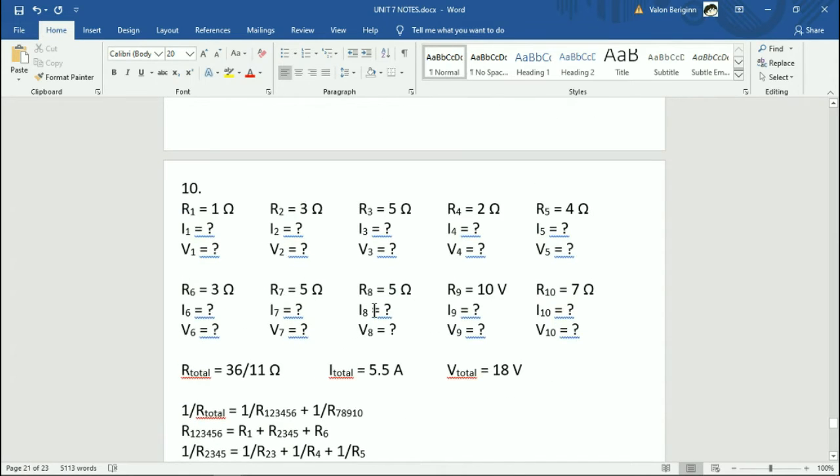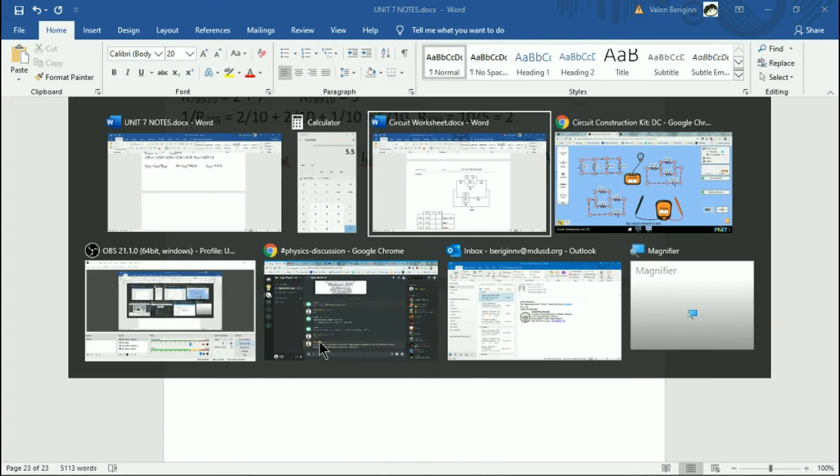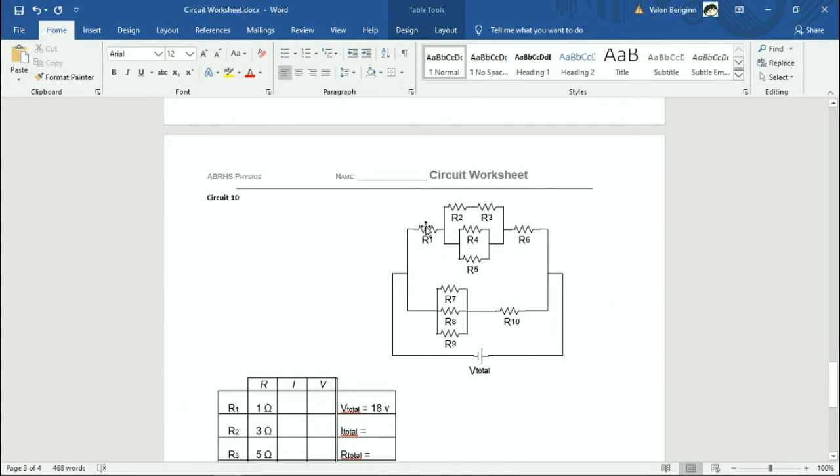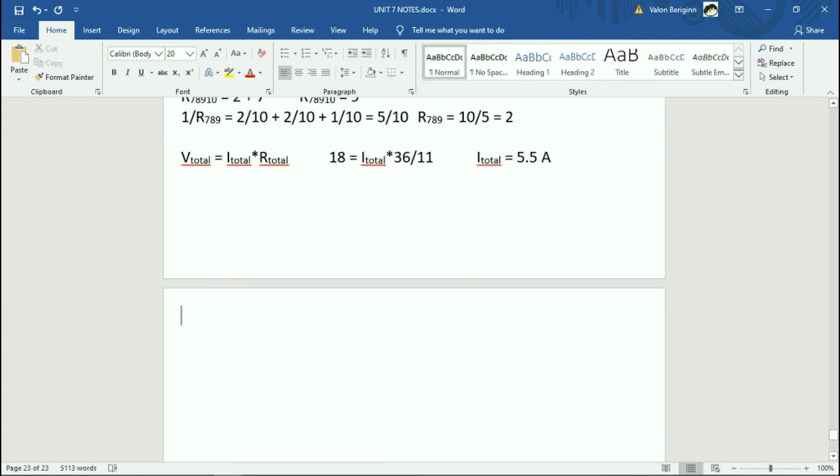So we have two main parallel pieces, right? We have 1, 2, 3, 4, 5, 6, and 7, 8, 9, 10. Those are in parallel. So let's think about what are the parallel rules. Okay, what are the parallel rules? So the parallel rules are that the voltages are equal. So V total equals V123456, which equals V78910. Okay, that's the voltage rule for pieces in parallel. What's the current rule for pieces in parallel? It's a sum.